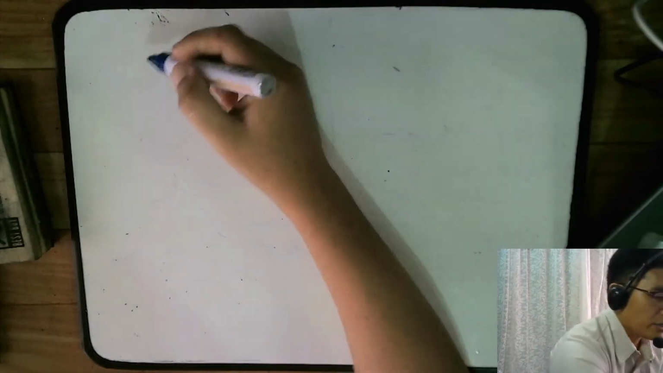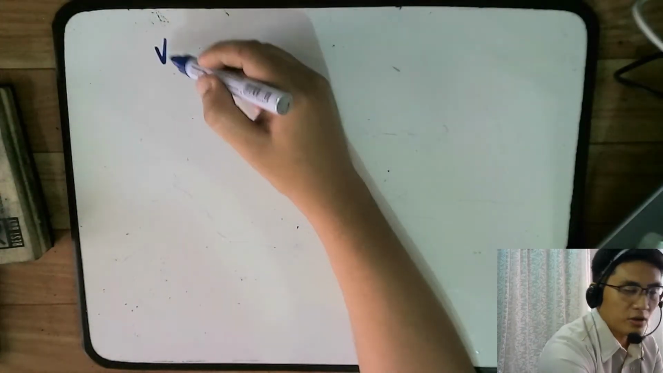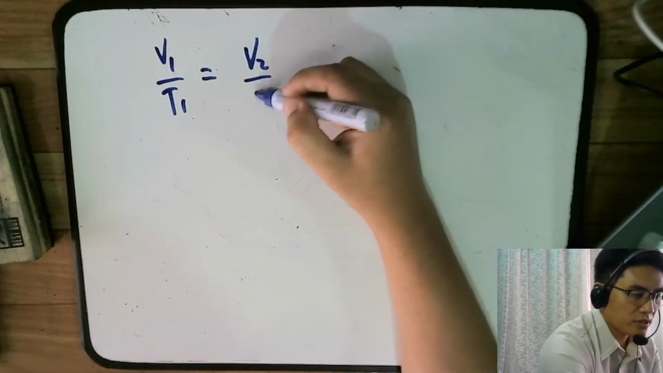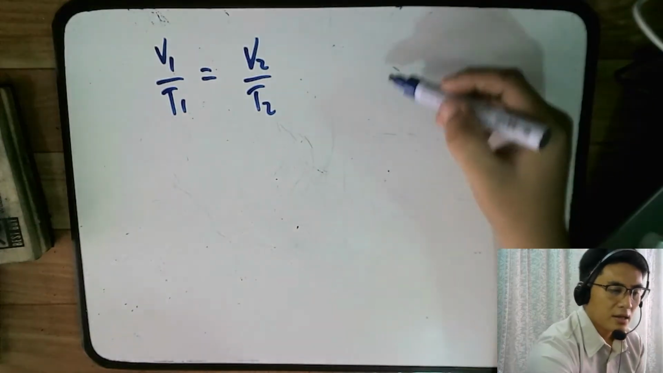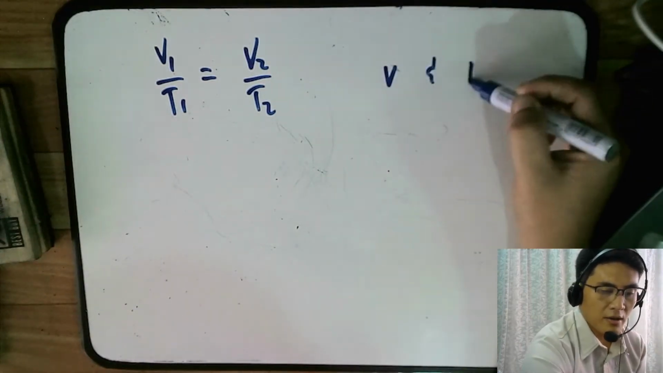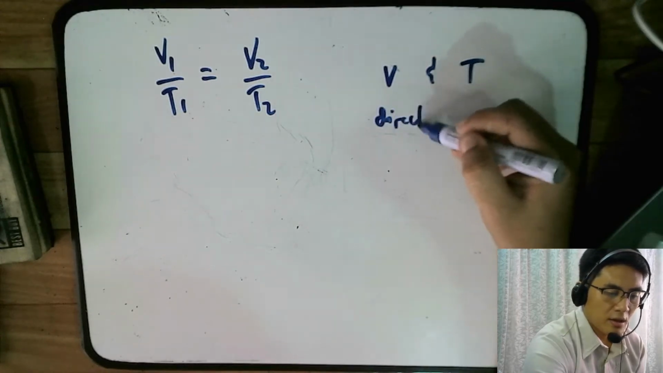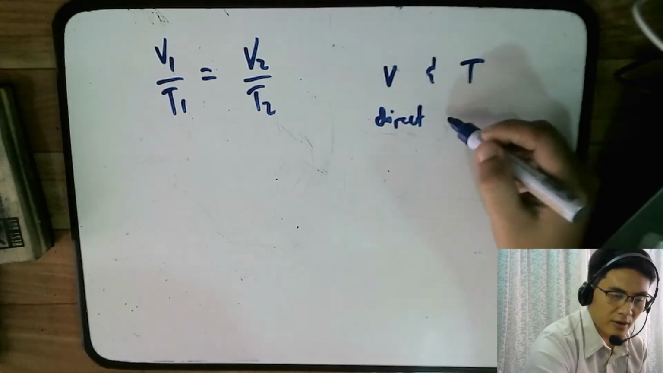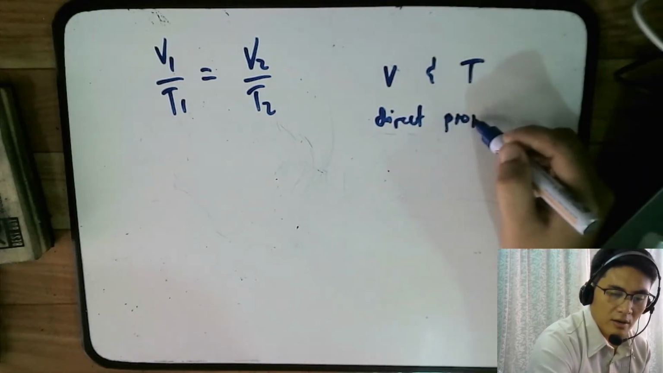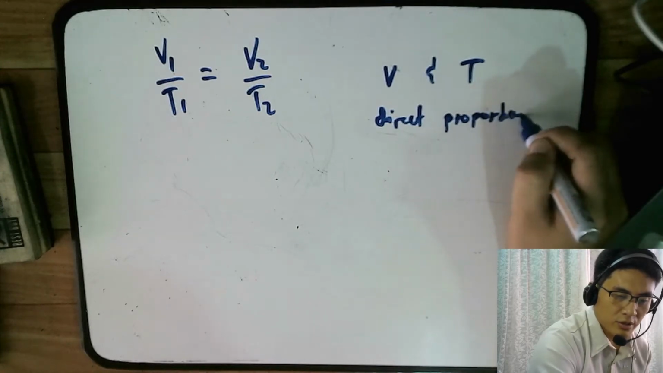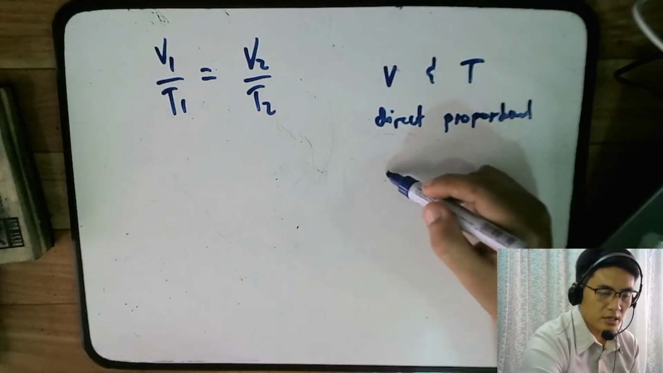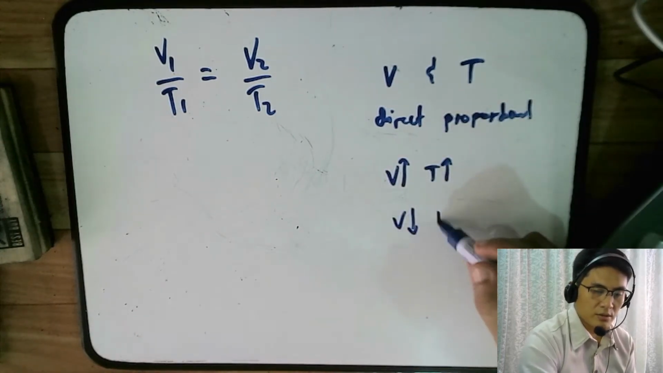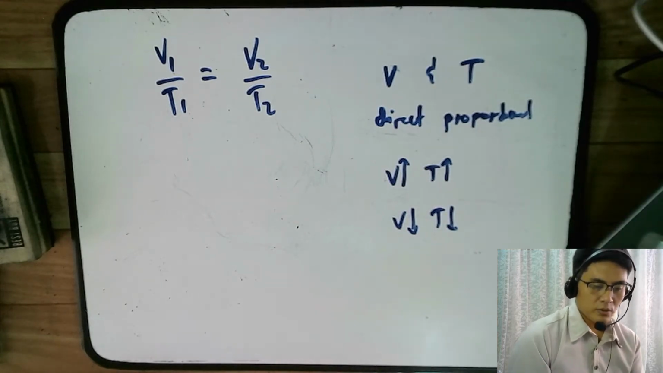So if you have, for example, Charles's law formulated like this: V1 over T1 is equal to V2 over T2. Essentially, you are saying that the volume and the temperature are quantities that have direct proportionality. So they are directly proportional to each other, right? That means that when V goes up, temperature goes up, and when V goes down, temperature also goes down. So they kind of go together.